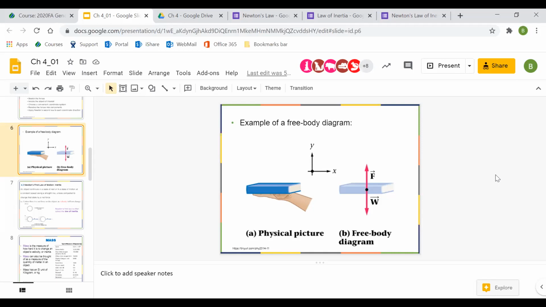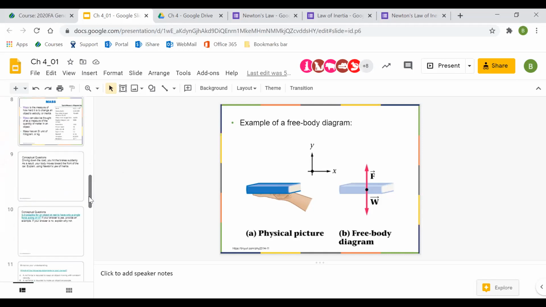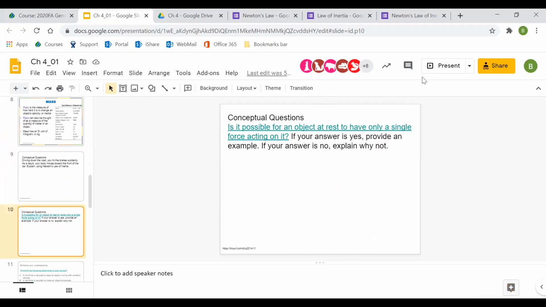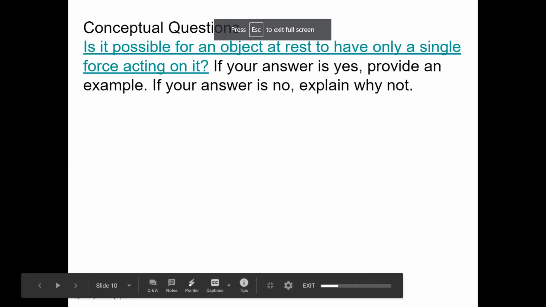So you can see in that scenario the Earth is actually moving around, orbiting. It's not staying at rest. If you just have one single force on the object, then the object will start to move, because it's being either pushed or pulled. So the answer for this one would be no. If there's just one single force on the object, that means there's a net force on the object.